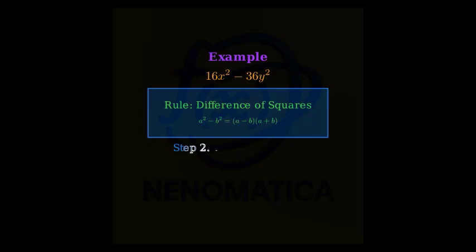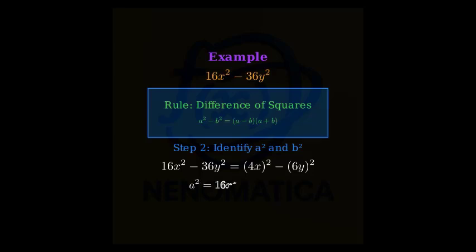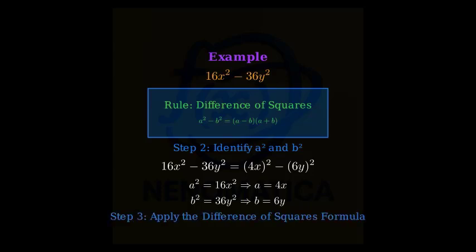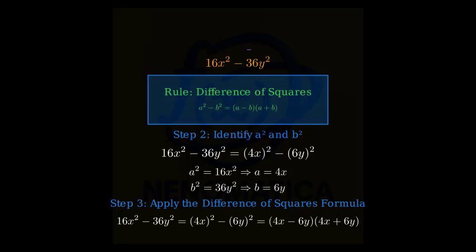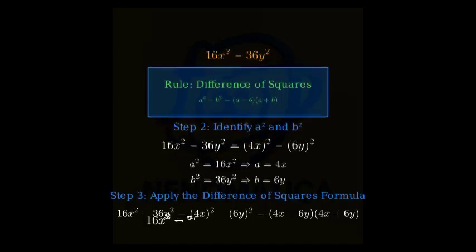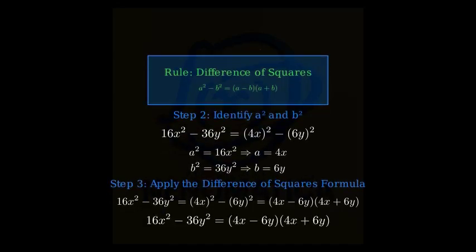Step 2. We need to identify what terms correspond to a squared and b squared in our difference of squares formula. Looking at our expression, 16x squared is a squared, which means a equals 4x. And 36y squared is b squared, which means b equals 6y. Step 3. Now we can apply the difference of squares formula. We have a equals 4x and b equals 6y. Substituting these values into our formula, a squared minus b squared equals a minus b times a plus b, we get 4x minus 6y times 4x plus 6y.